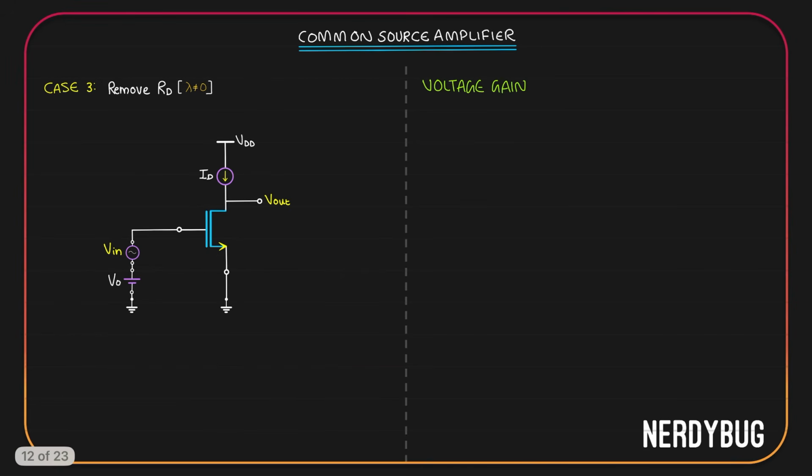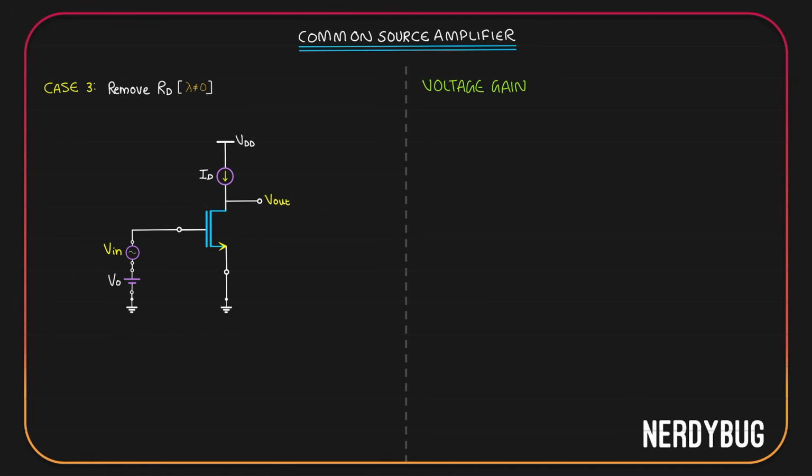Let's go to the third case. I am going to remove RD. We do not have RD over here, but we need drain current, which I am representing using a current source. We have to find the voltage gain, for which we need the small signal model. So let us make that first.